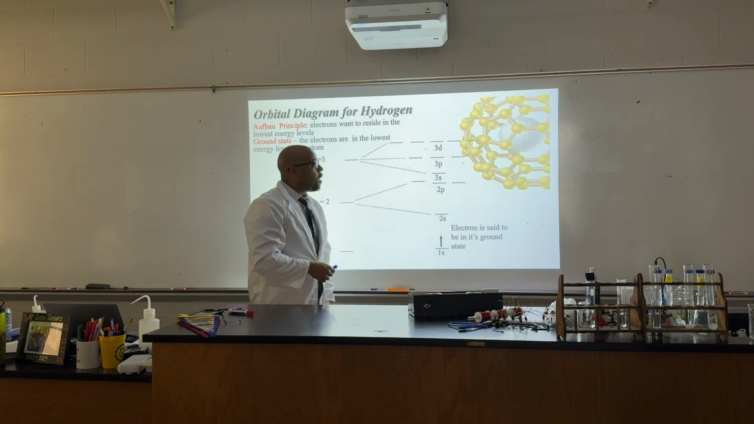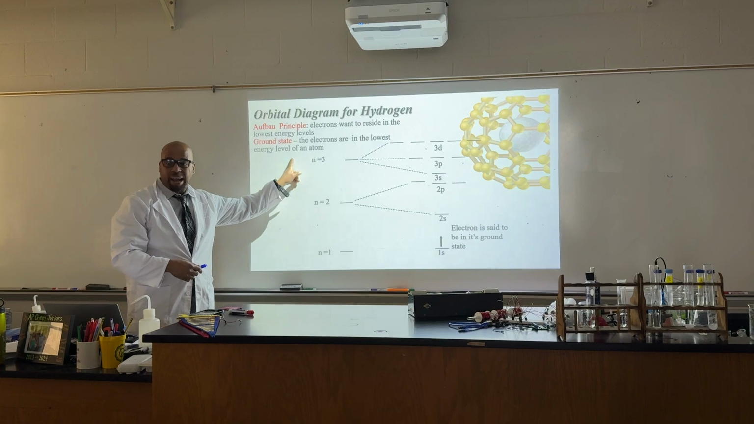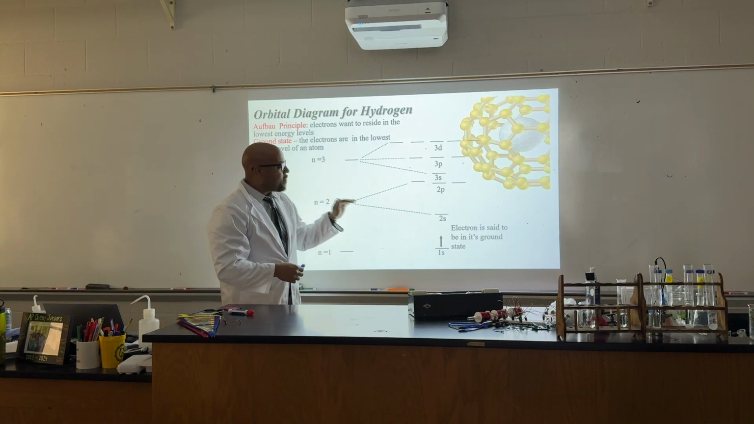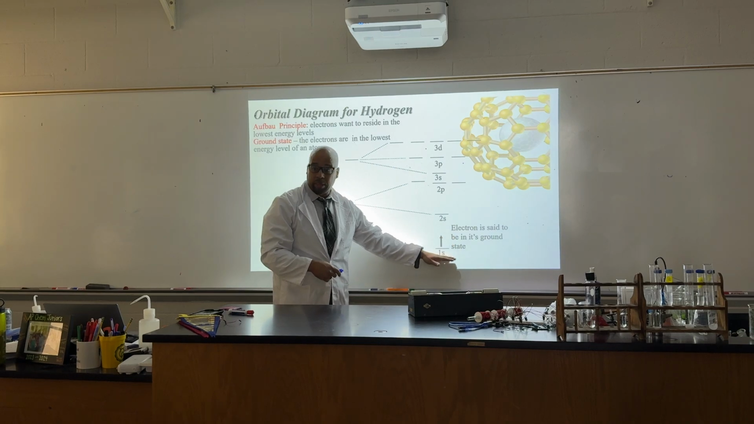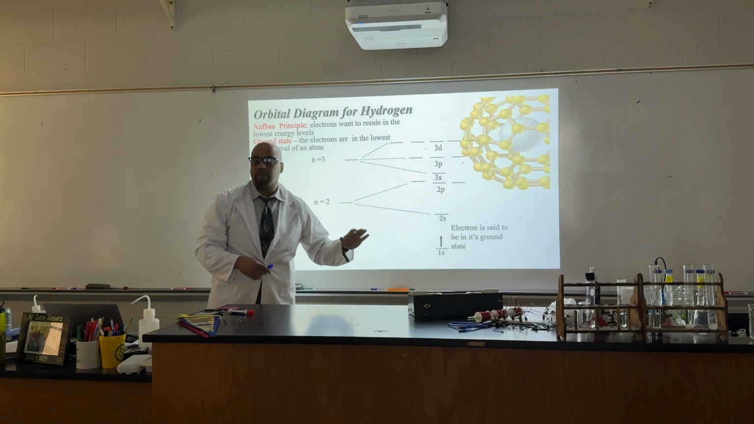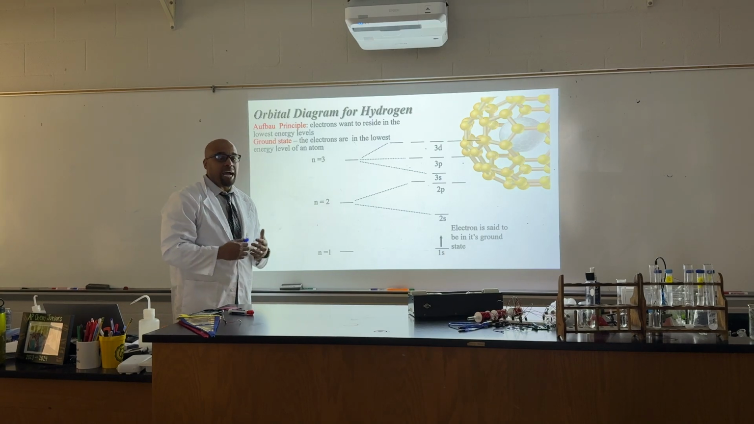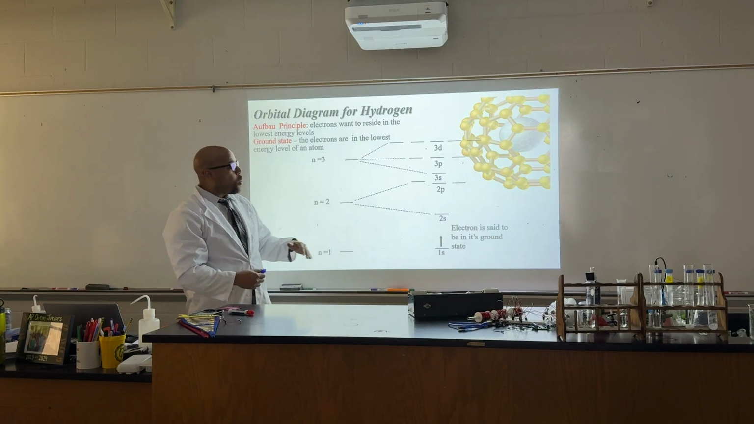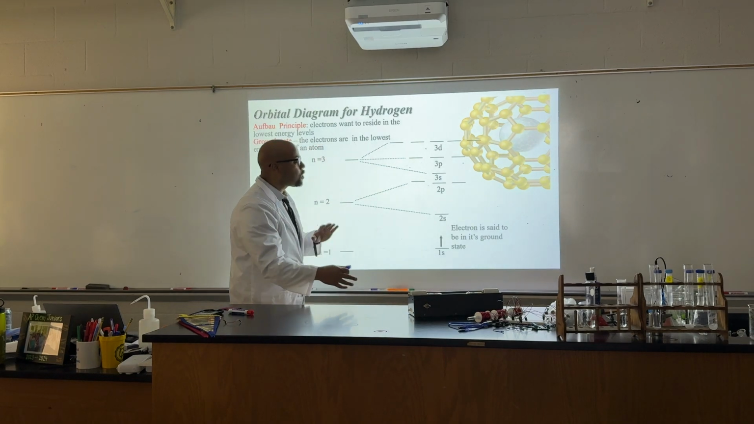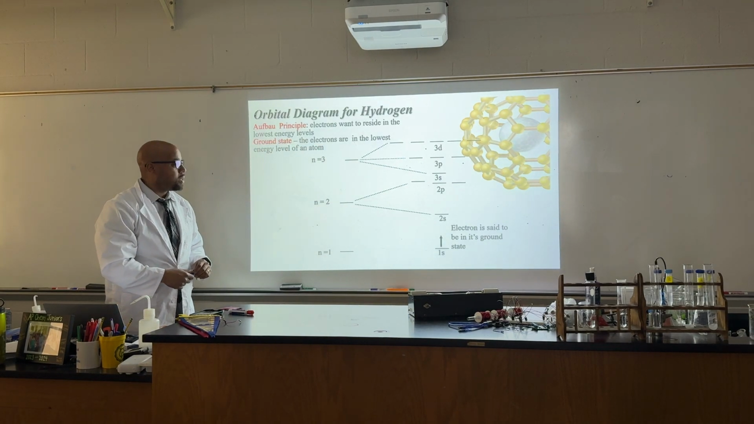Now, we also have this term known as the ground state. What the ground state simply says is that when the electrons are shown in their lowest possible energy, then we can say that the electron is in its ground state. Keep in mind, in every orbital diagram that we build, we will always have the electrons in their lowest possible energy, so we're always going to say those electrons are in their ground state.